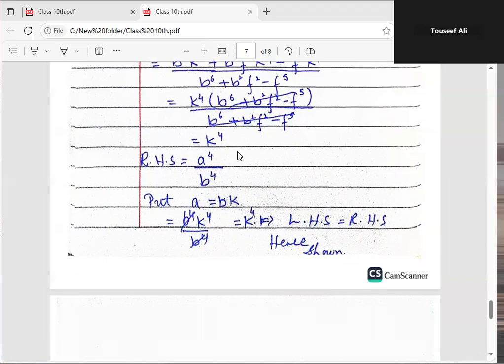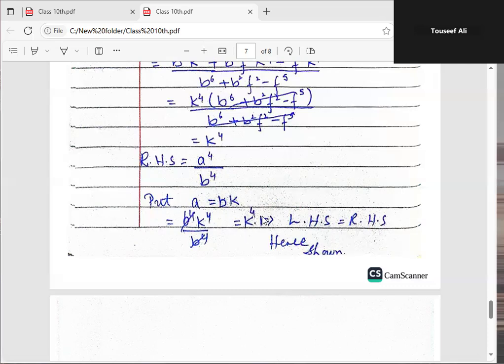Now we consider its right hand side. The right hand side is a^4 divided by b^4. Here we have a equals bk. By using the k method, we found the value of a, which is bk. Now replace this value of a in the right hand side. So in place of a, I use (bk) whole 4. This 4 is on b and k both, so I separate this, it becomes b^4 k^4 divided by b^4, and b^4 and b^4 cancel each other, and it all comes to k^4, which is the solution of its right hand side.